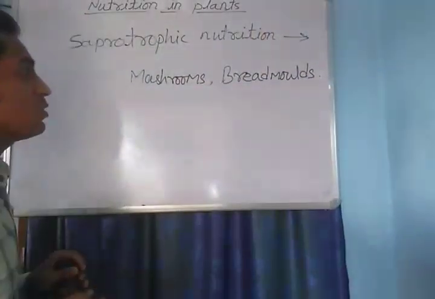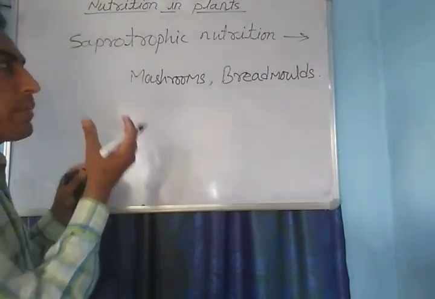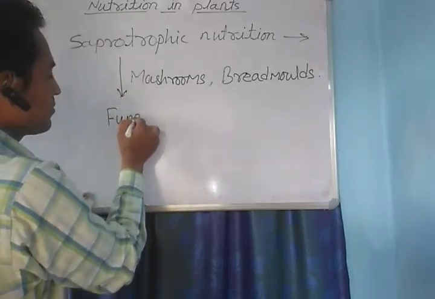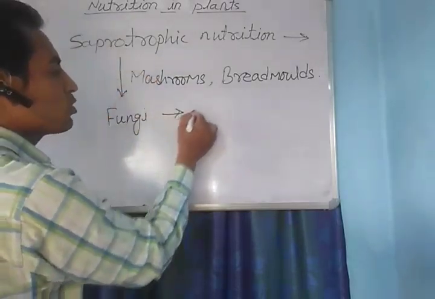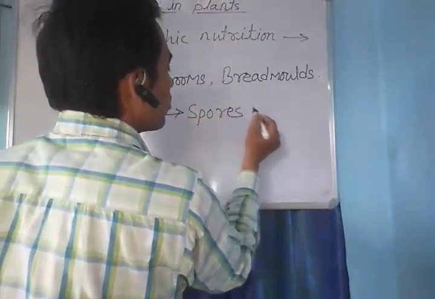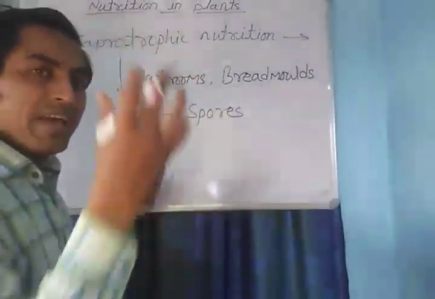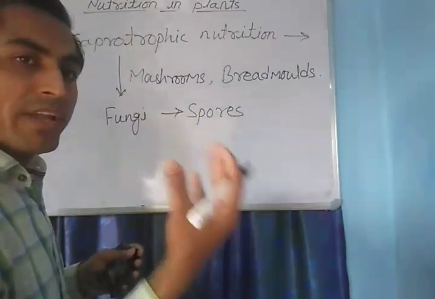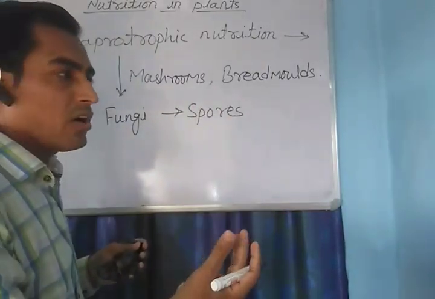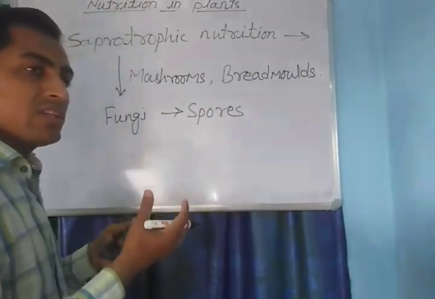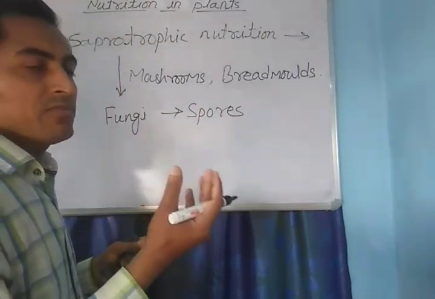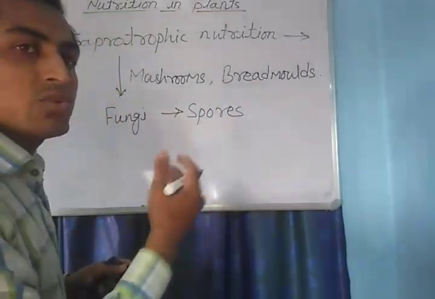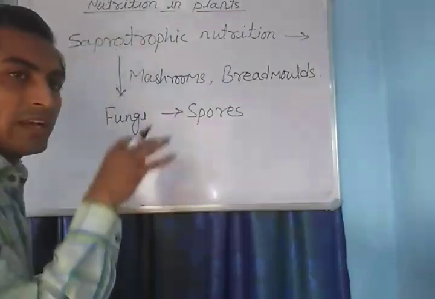Saprotrophic nutrition is represented by fungi. The spores of fungi are present everywhere, and when they land on the surface of organic material which is dead, remains or waste, and get favorable conditions like a wet or warm climate, they start to germinate and spread all over that place.